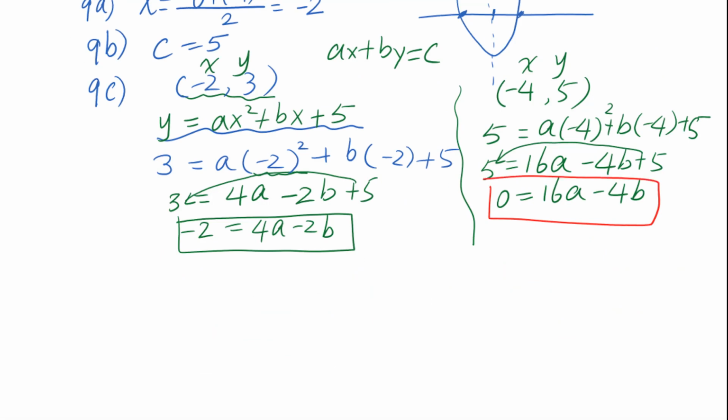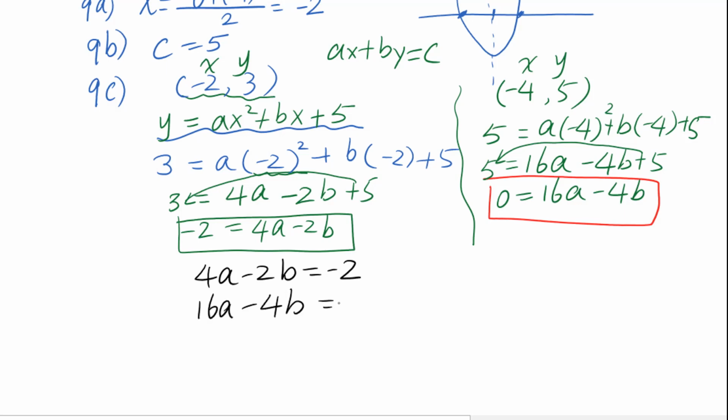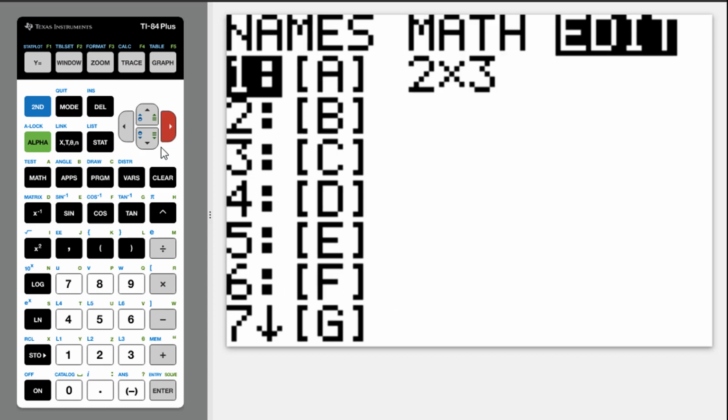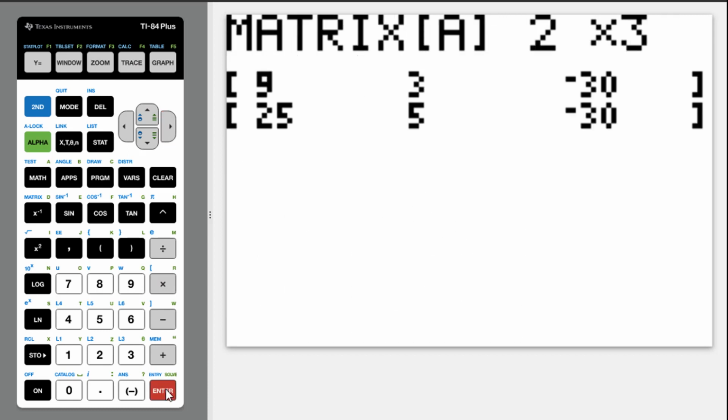Let's rewrite these two equations. You have 4a minus 2b equals -2. 16a minus 4b equals 0. So we write down the matrix form. That is 4, -2, -2 and 16, -4, 0. We will go to matrix, edit, enter. Still 2 rows and 3 columns.